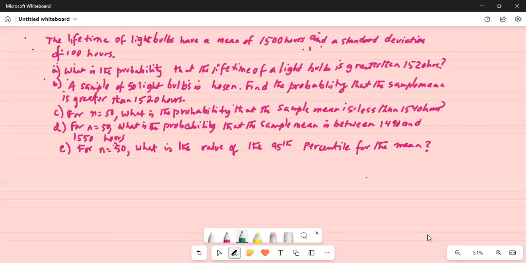The lifetime of light bulbs has a mean of 1500 hours and a standard deviation of 100 hours. What is the probability that the lifetime of a light bulb is greater than 1520 hours? So, solution, part A.